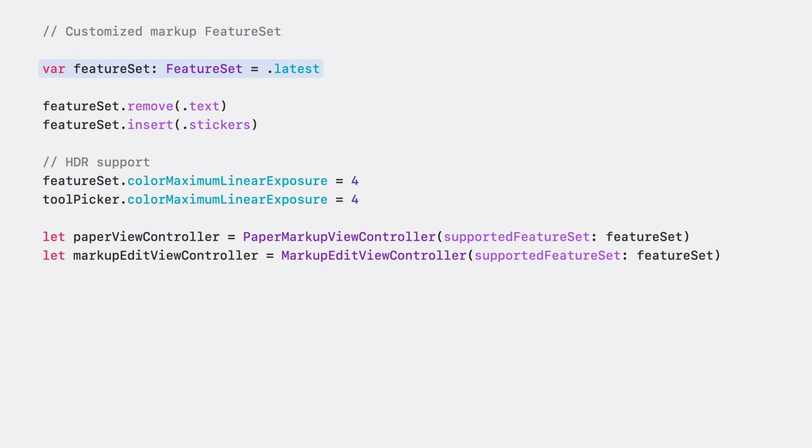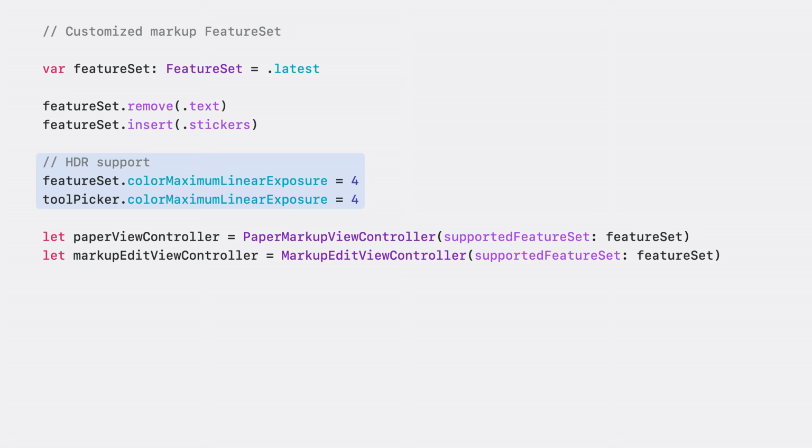FeatureSet.latest gives you the full set of markup features supported by PaperKit. It's a great starting point as it ensures you stay up to date with new features added to the framework. To customize your markup experience, you can use the remove and insert functions. This gives you full control over what tools and interactions are available in your app.